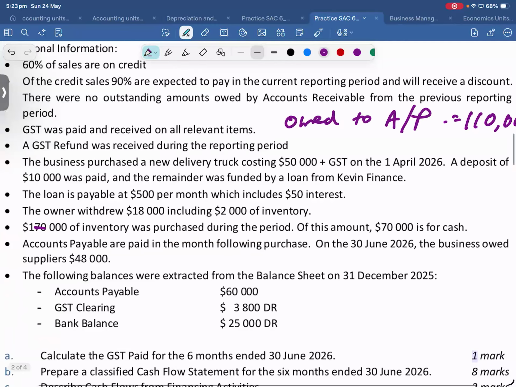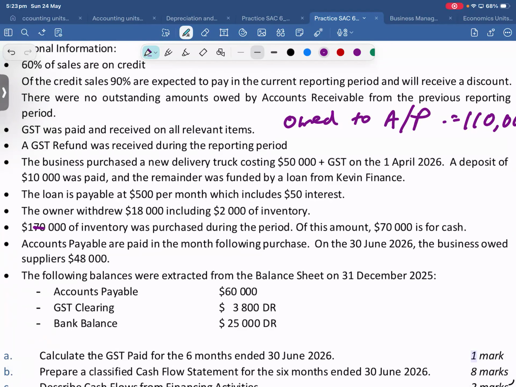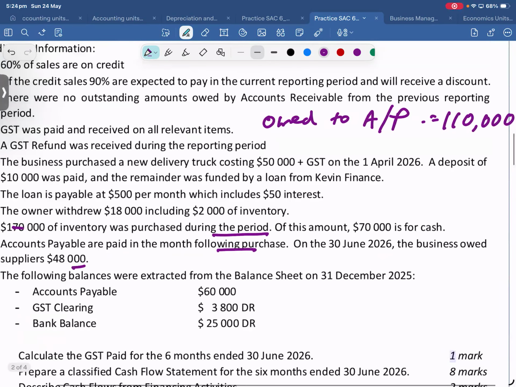Then accounts payable are paid in the month following purchase. But we don't know about the month because they have given us the entire period, which is how many months? Six months, right? Then they are saying on 30th June the business owed suppliers 48,000. Why did they give us 48,000? Because it's the ending balance. So are we going to pay it this period? No, next period.